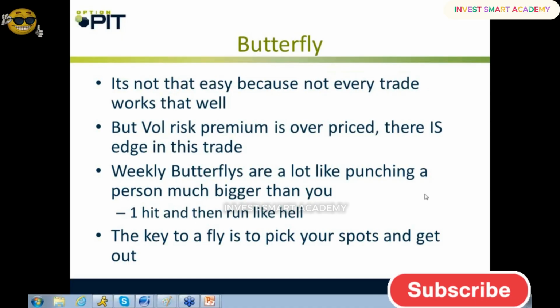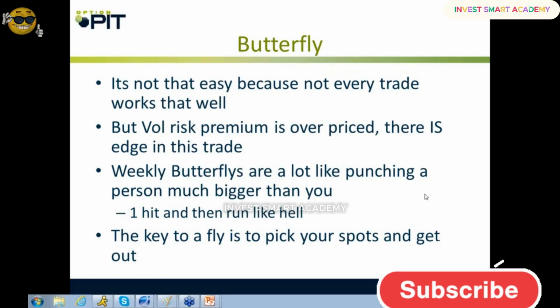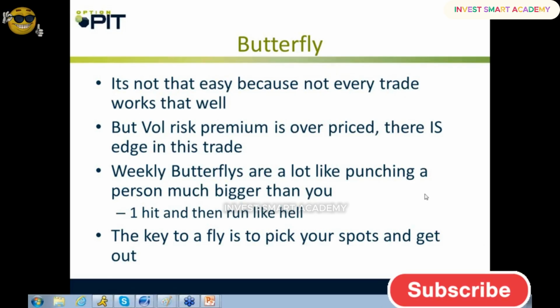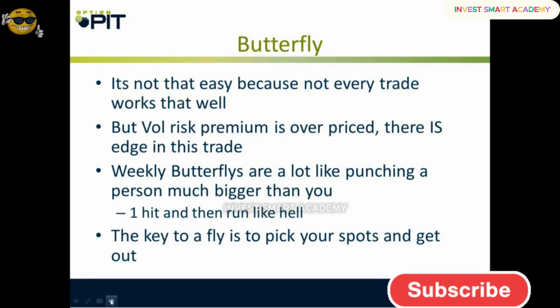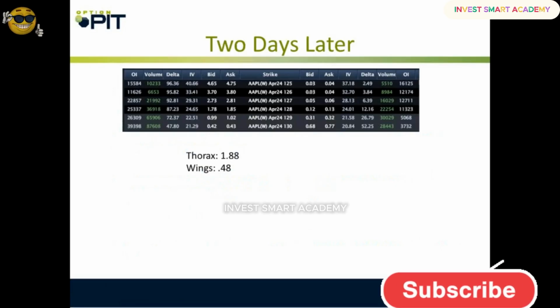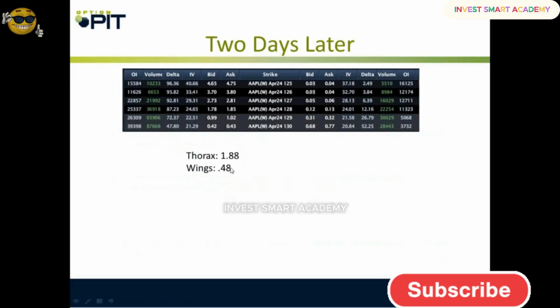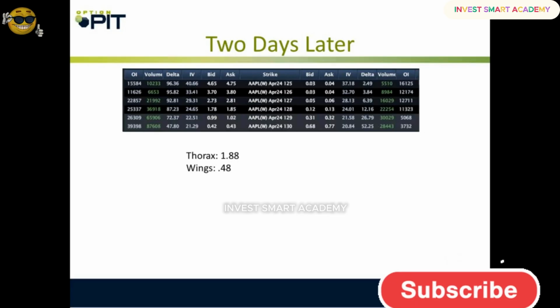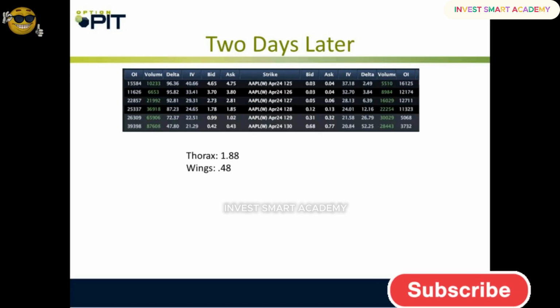All right? So I think weekly butterflies are a lot like punching a person much bigger than you. You punch them once when they don't see it coming, and then you run like hell. All right? Pick your spots, get out. And let's go back to this butterfly so I can make my point on it. So you make 18 bucks on the first day. All right? 2 days later, this is Thursday. That fly is now worth $1.40. Great work.